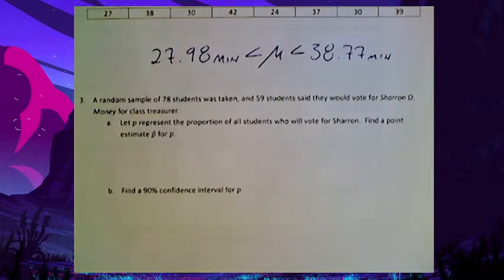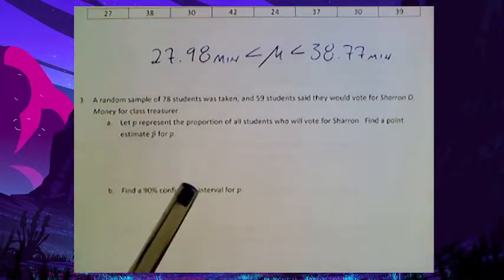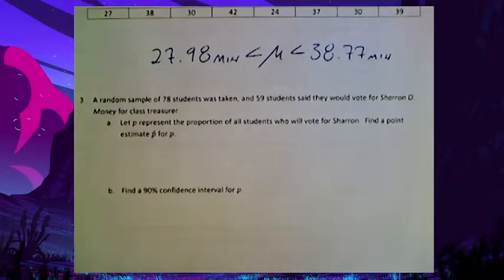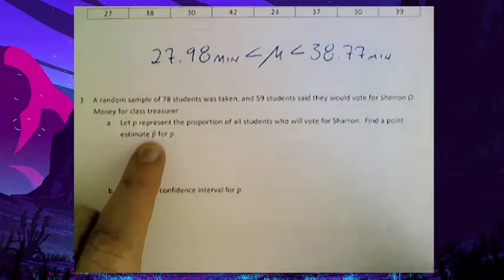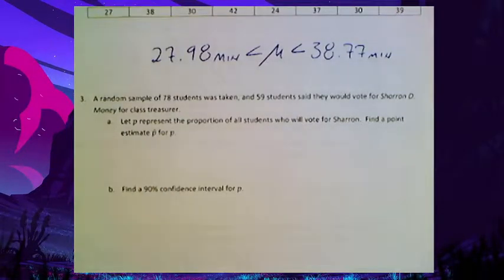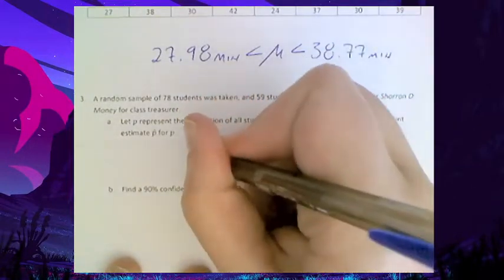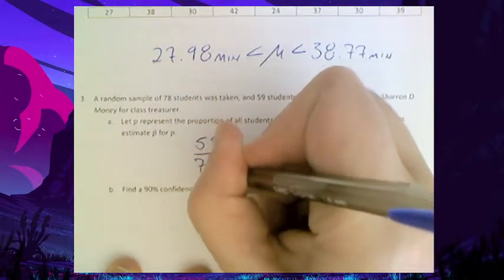So we have a random sample of 78 students. 59 said that they would vote yes for sharing the money for their treasurer. So this is going to be a proportion test, right? So you need to find a point estimate P hat for P. That is going to be the super easy one. That's just our number that said yes out of our total that we surveyed, which is 78.